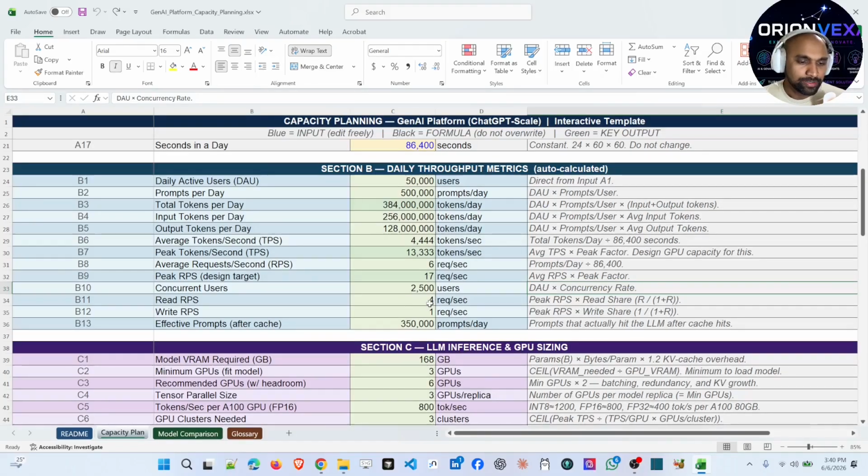Now read RPS is 4 requests per second, and write RPS is 1 request per second. How are we calculating? Peak RPS into read share, and peak RPS into write share, we will get the write RPS.